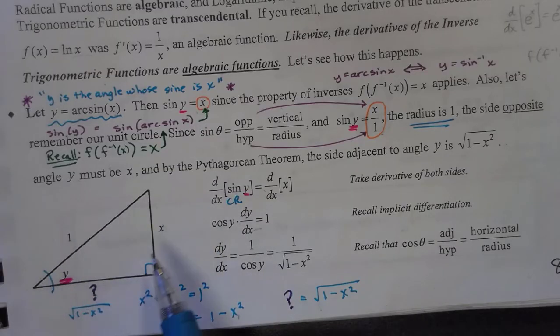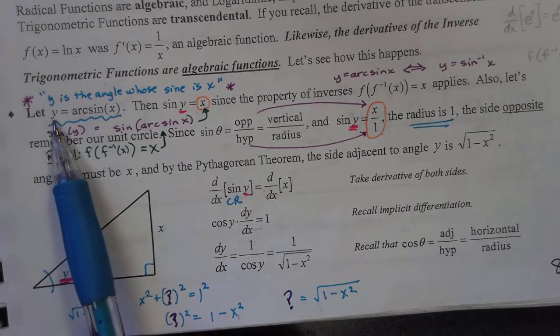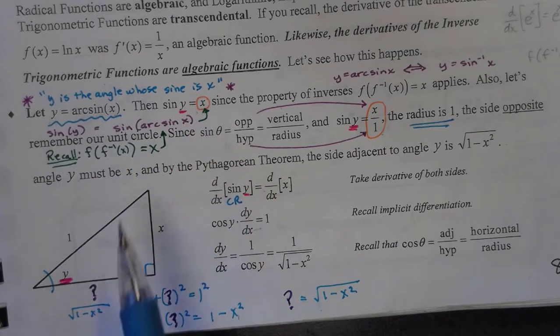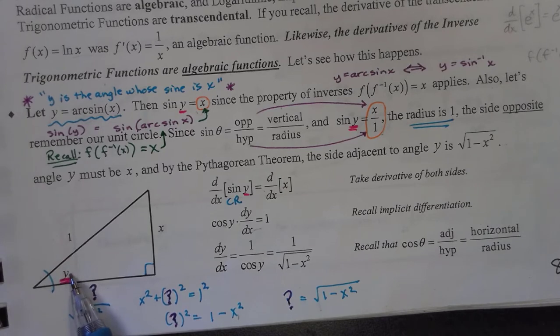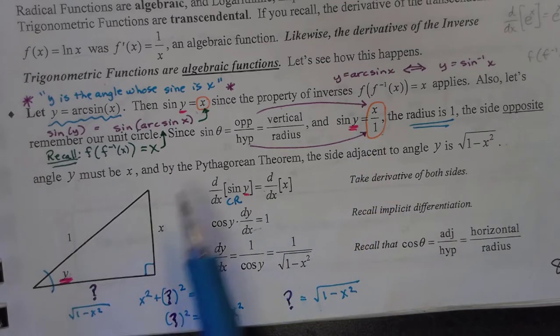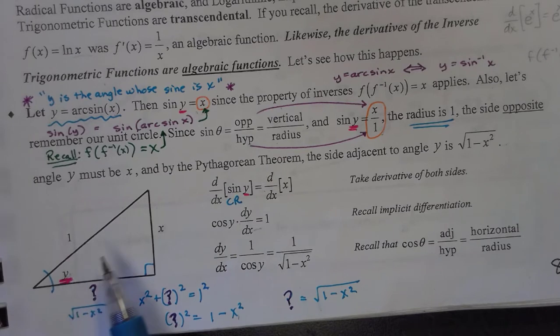We're going to look at this diagram right here. We're going to let y = arc sine x. In other words, y is the angle whose sine is x. So if this is the y and my y is the angle whose sine is x, then the sine of y has to equal x, and that would mean, remembering our opposite over hypotenuse, the side opposite this angle would be x, and the hypotenuse would have to be 1.